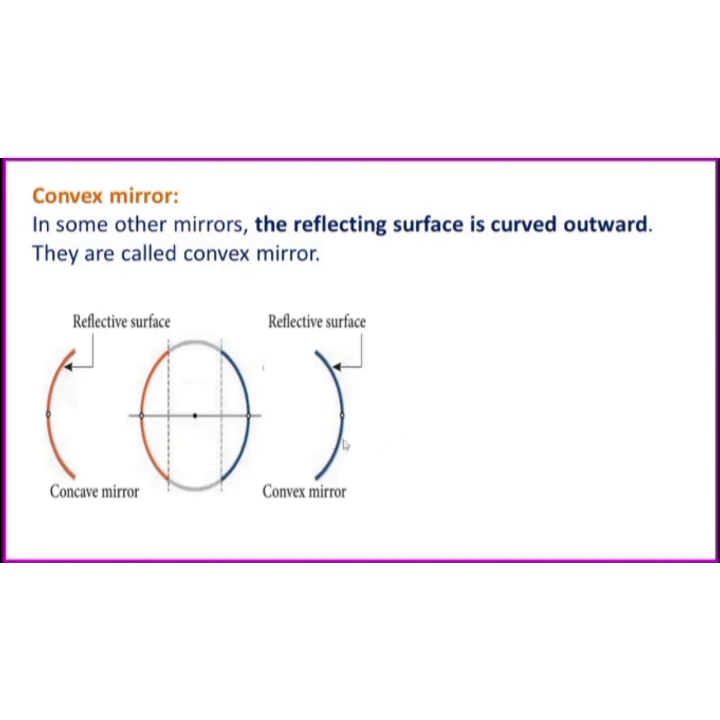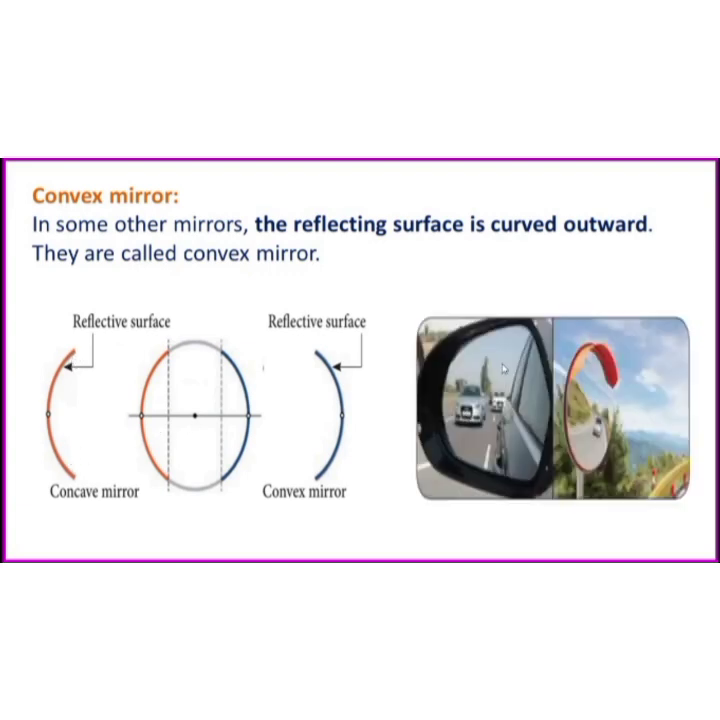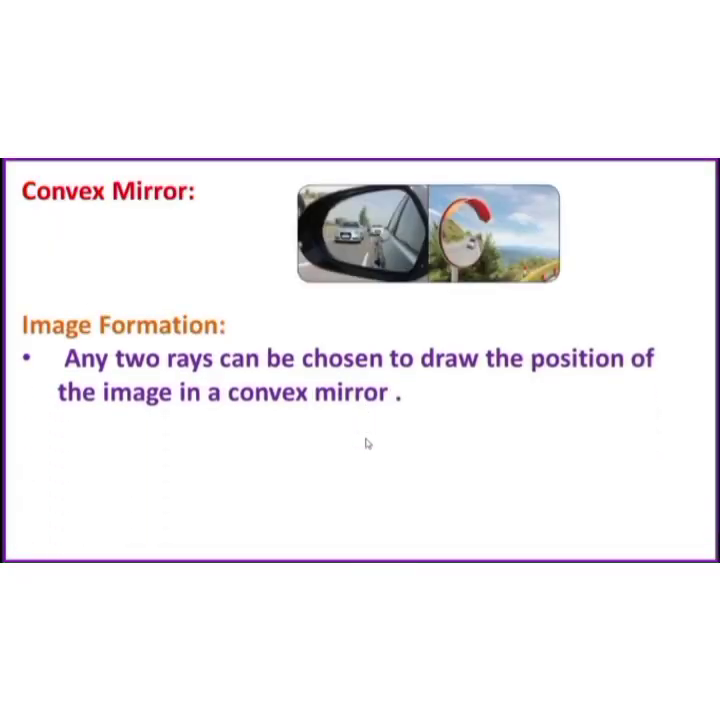So convex mirror means, you see the convex mirror, the reflecting surface is curved outward. They are called convex mirrors. So a convex mirror's reflecting surface is always outwardly curved. See the diagram. Concave mirror means the reflecting surface is inwardly curved. You see the rear view mirror, the reflecting surface is outwardly curved, like this diagram. Image formation of the convex mirror.